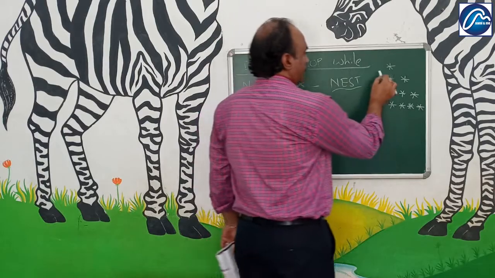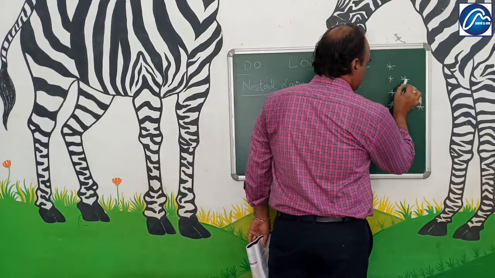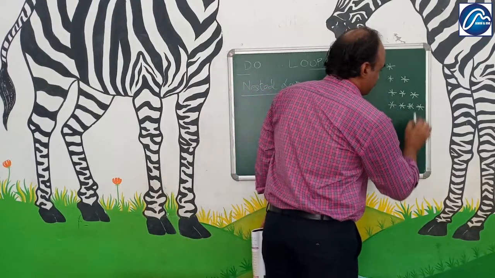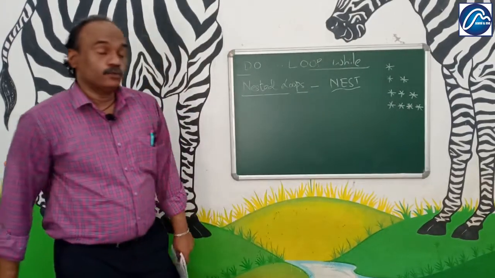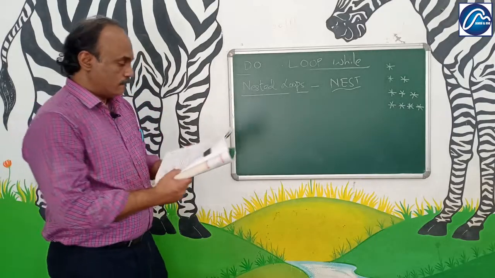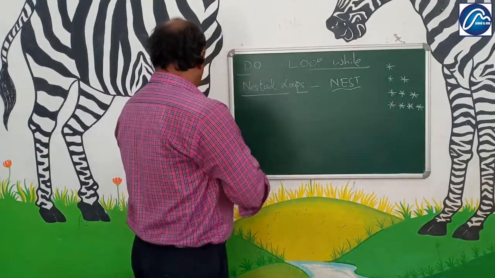See, on line 1, 1 star is printed, line 2, 2 stars are printed, line 3, 3 stars are printed, line 4, 4 stars are printed. How are you going to print this using a nested loop? Okay, write a program for this.